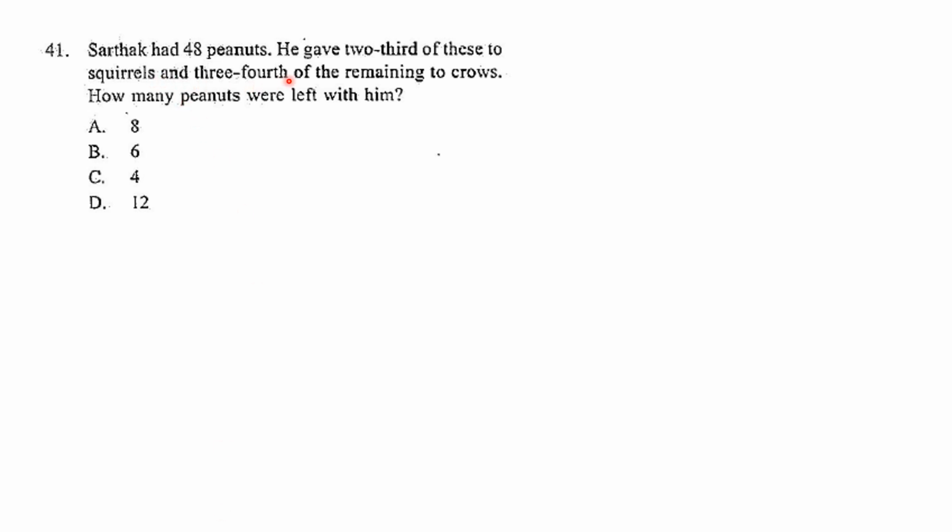So Sarthak had 48 peanuts. He gave 2/3 of these to squirrels and 3/4 of the remaining to crows. How many peanuts were left with him? So the total number of peanuts he has is 48, right? Which is given in the question.